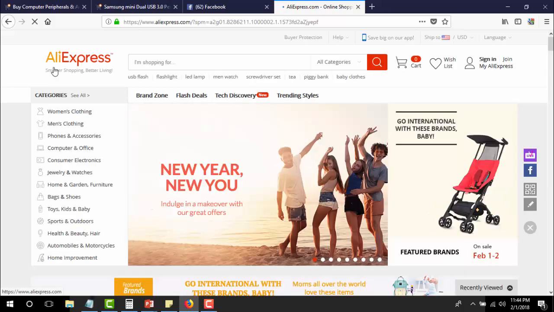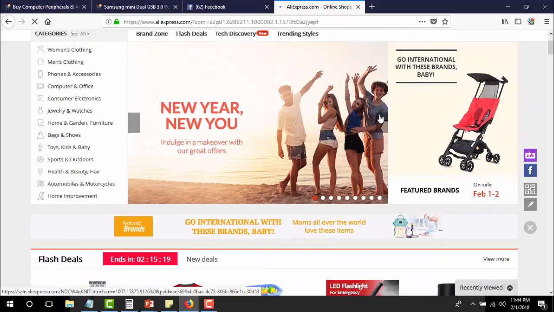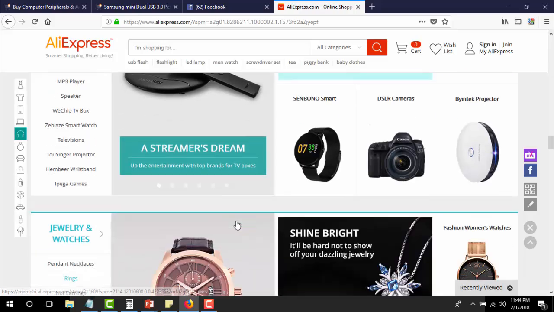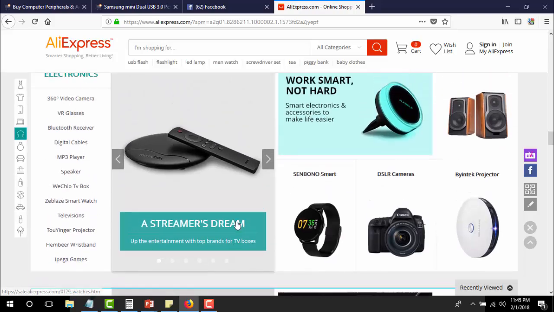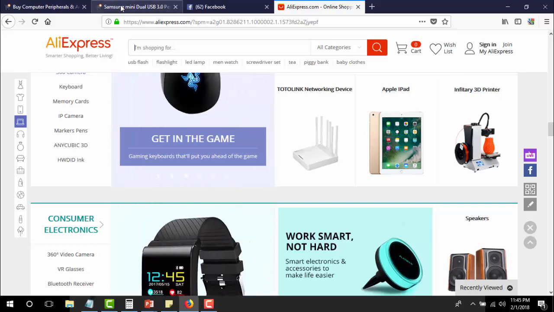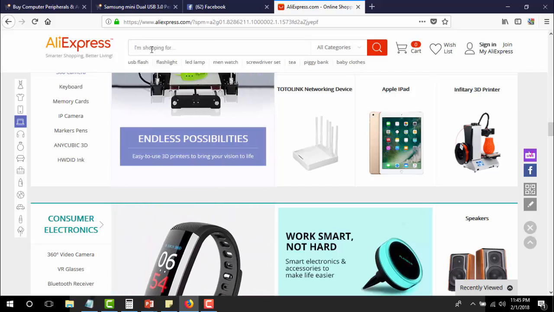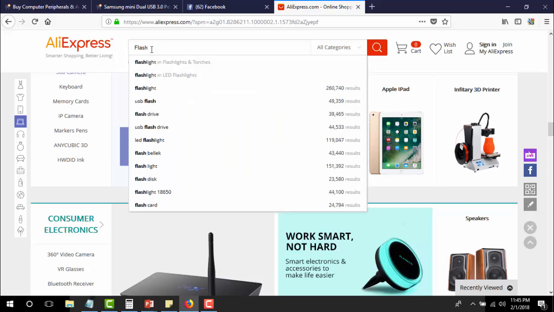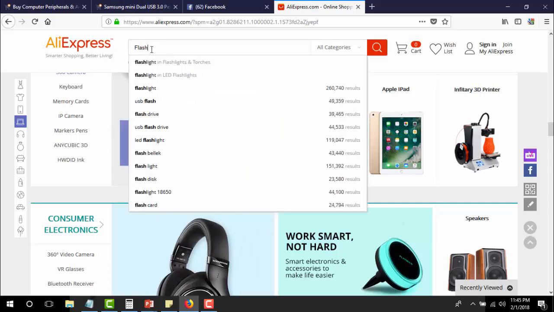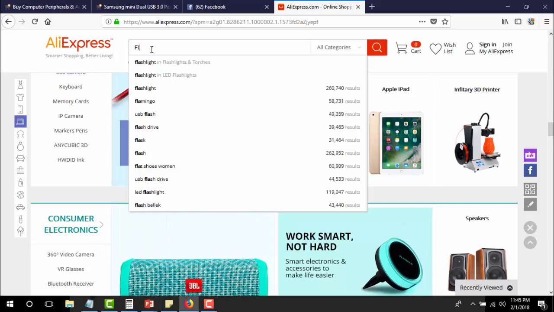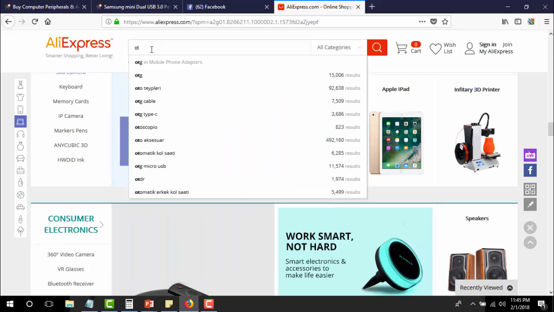AliExpress has taken the option of best selling. But if you look at this, if you want to see what people find more, like we've gotten from here, Samsung, the OTG pen drive. For you to be sure, you can type flash drive or pen drive. Then you see the search result. Okay, let me use OTG. Now you know that it's OTG that sells.